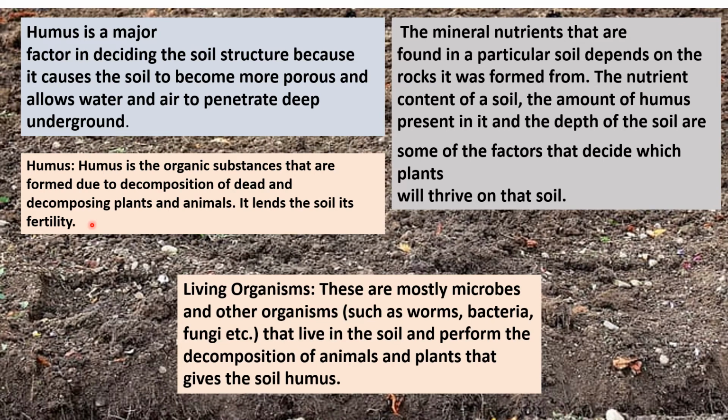Which kind of living organisms are present in the soil? Mostly they are microbes, like bacteria, and other organisms like worms, fungi, etc. that live in the soil and perform the decomposition of animals and plants that gives the soil humus. So I hope the idea of humus is clear to you, dear student, what humus is and why it is very important to the soil.